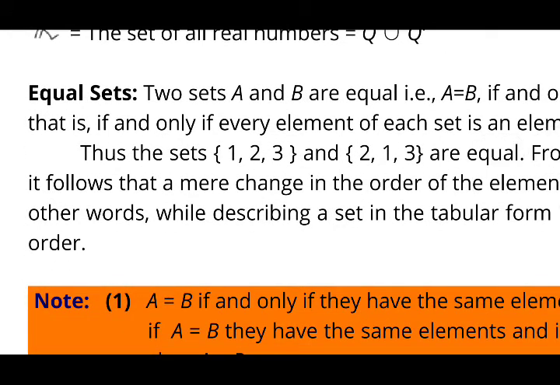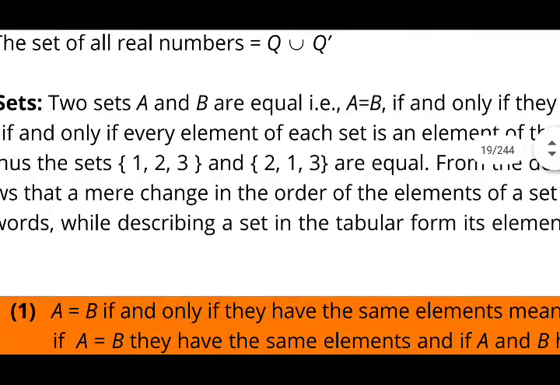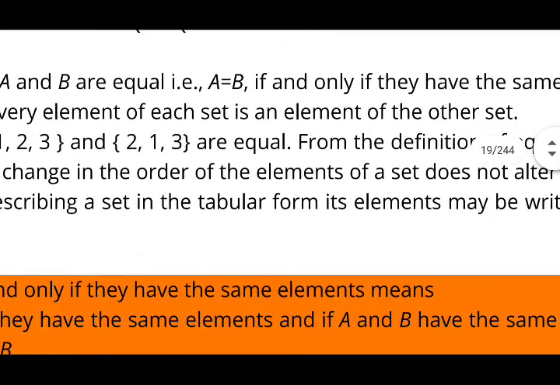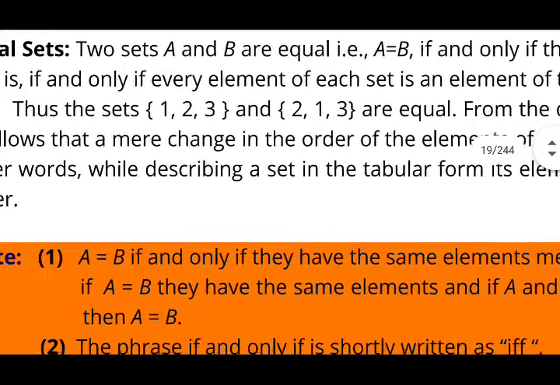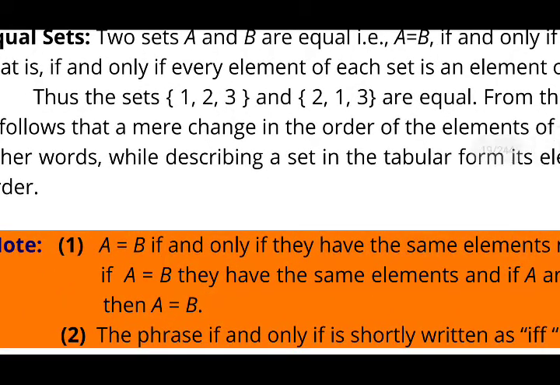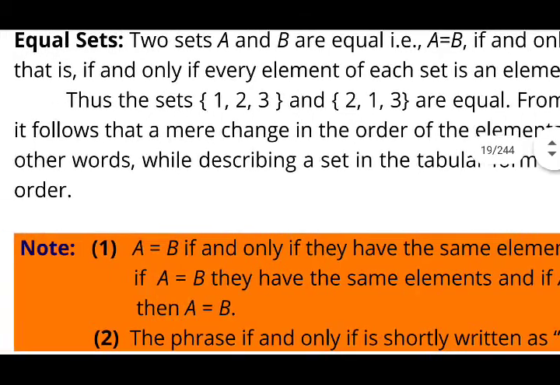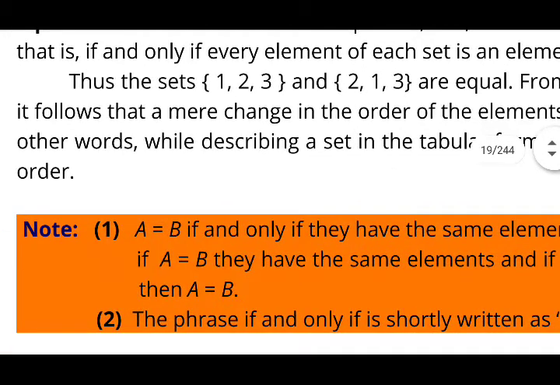Next is the definition of equal sets. Two sets A and B are equal if and only if they have the same elements. Like there is an example: {1, 2, 3} and {2, 1, 3}. Order does not matter, but the elements are the same.